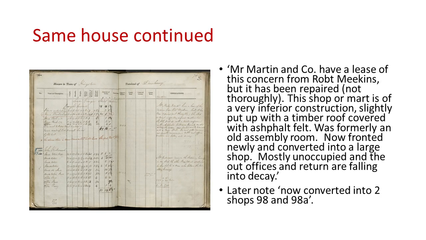This is the same house continuing over the page, and the valuator wrote a long note about it. Mr. Martin and Company have a lease of this concern from Robert Meekins, who seems to have been a big landlord in Kingstown. His name was all over the place. It has been repaired, but not thoroughly. This shop or mart is of very inferior construction, slightly put up with a timber roof covered with asphalt felt. Was formerly an old assembly room, now fronted newly and converted into a large shop, mostly unoccupied, and out offices and return are falling into decay.